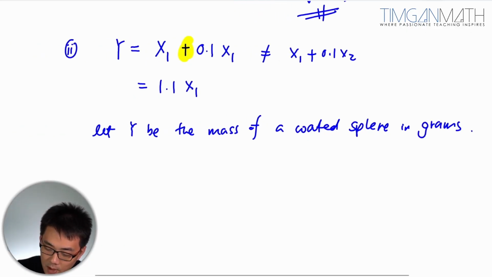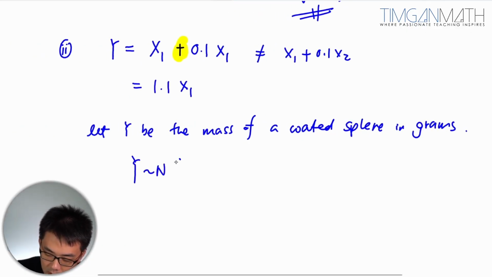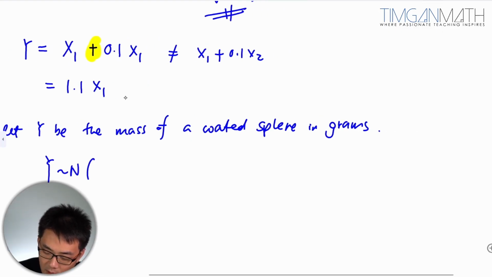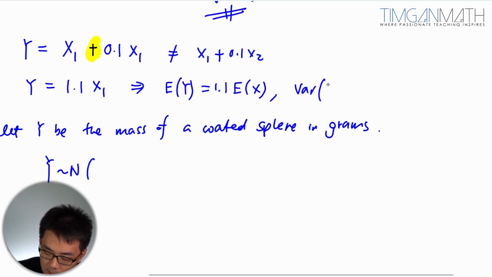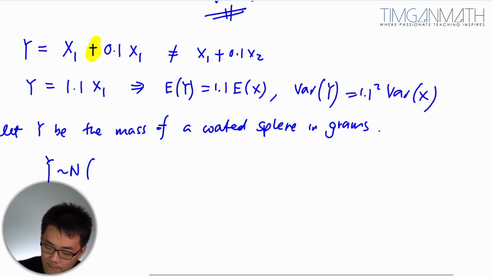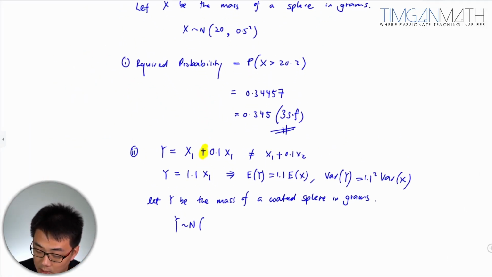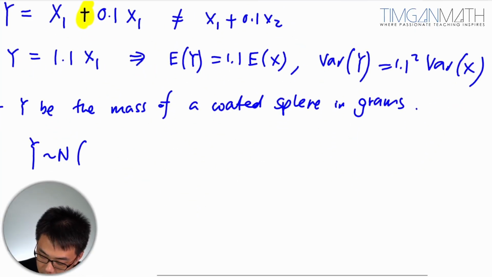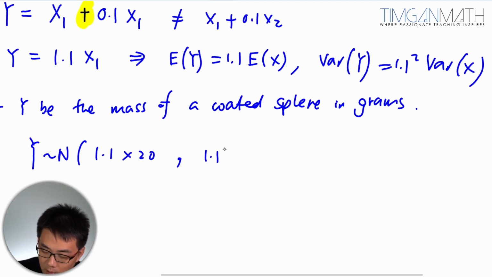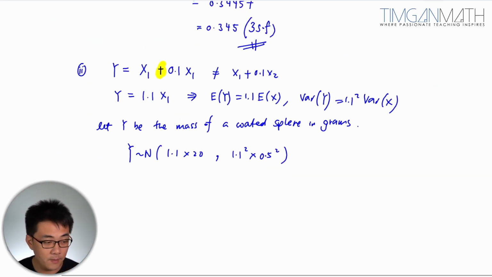So Y is normally distributed. To find the expectation of Y, E(Y) will just be 1.1 E(X), and we know that the variance of Y will be 1.1 squared times the variance of X. So Y is normally distributed with mean 1.1 times 20, and variance 1.1 squared times 0.5 squared, and that's pretty okay.